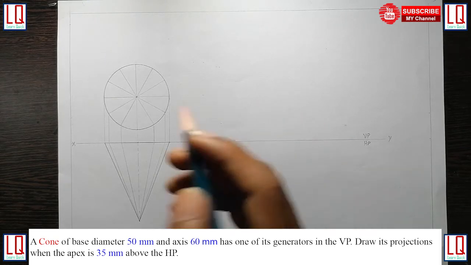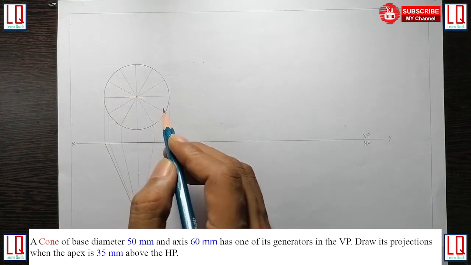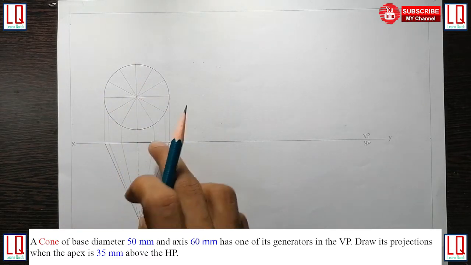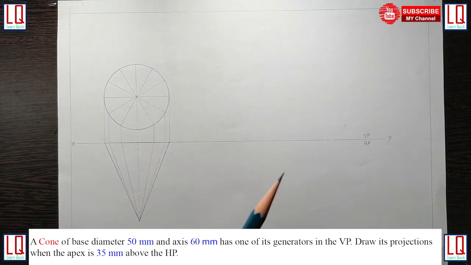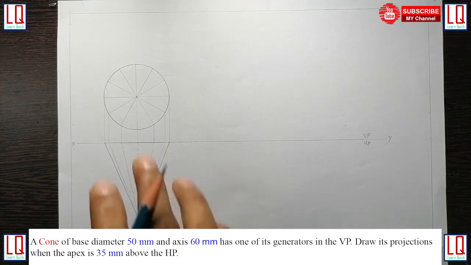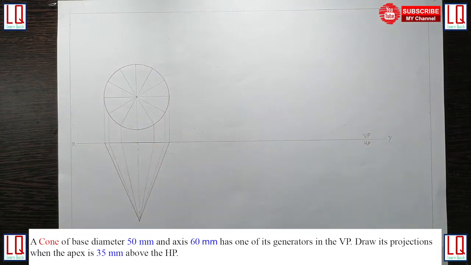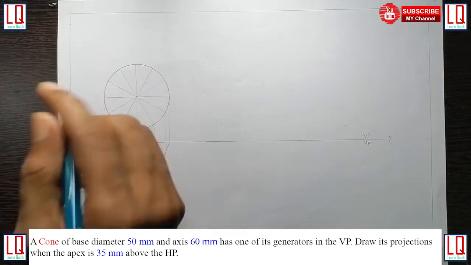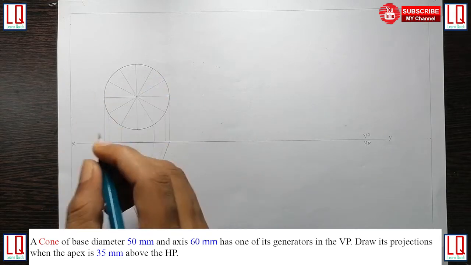After creating the arbitrary points, project all the points to the XY line and draw the top view of this cone. Keep the axis length as 60 mm and join all the generators. Now we quickly name all the arbitrary points. I will start from the left. This is step 1. I start from the left and go in the anti-clockwise direction.